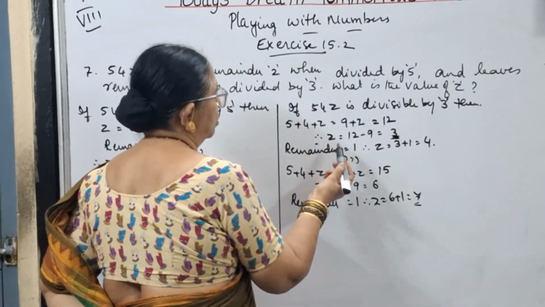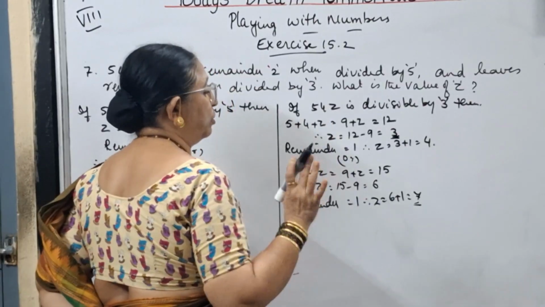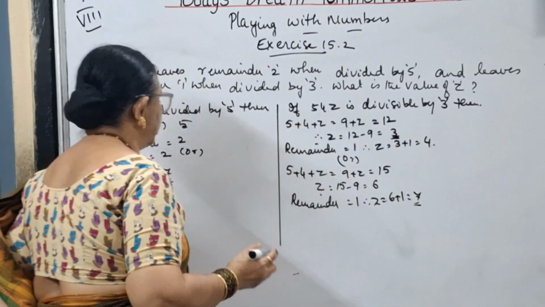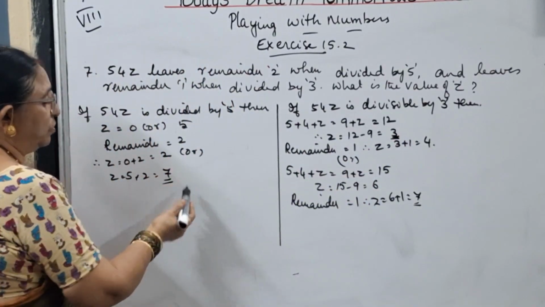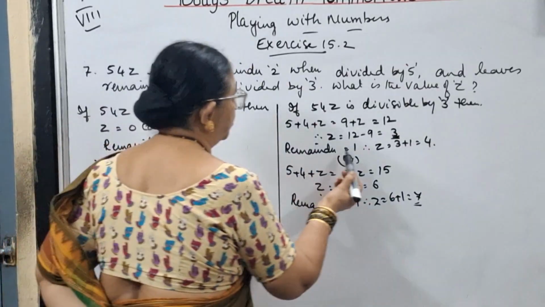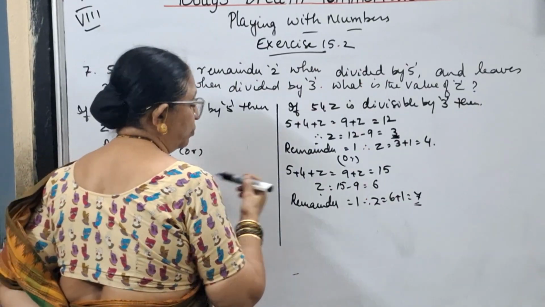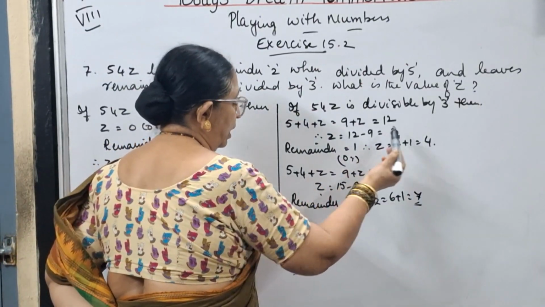9 plus z is equal to 12 means z is equal to 12 minus 9, that is 3. So one possibility is 3. But you are not having 3 here. So let us continue and search. Actually, it is a 3, but remainder 1 means 3 plus 1, 4 you should get. You are not having 4. So, I have gone with another number.